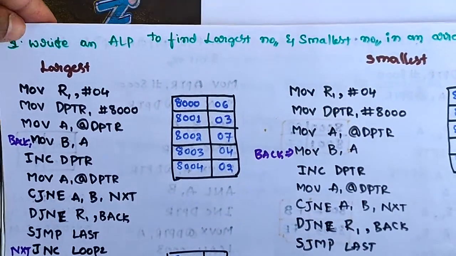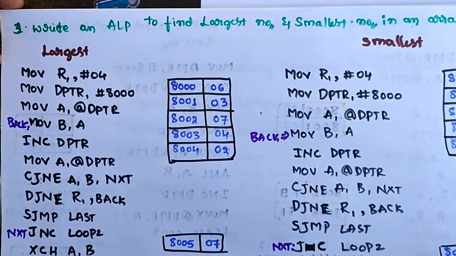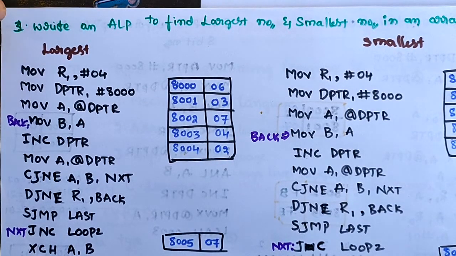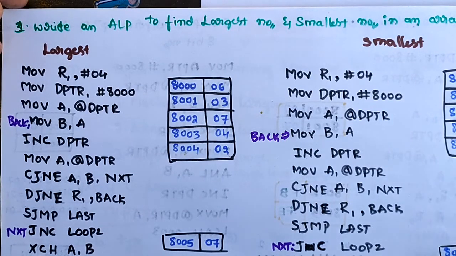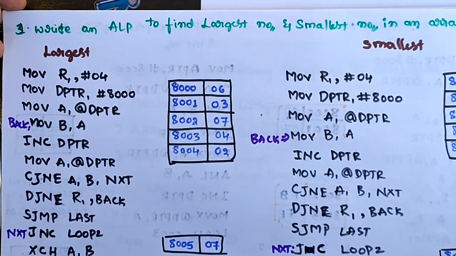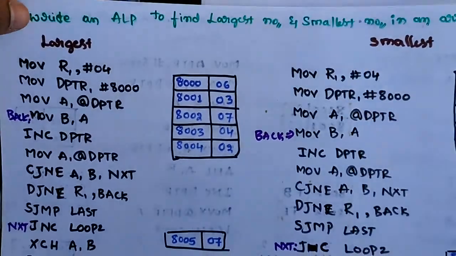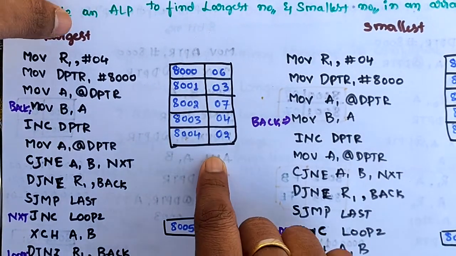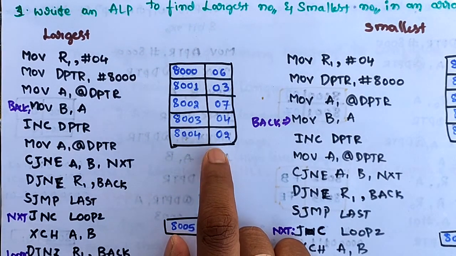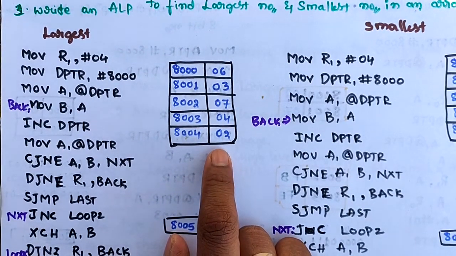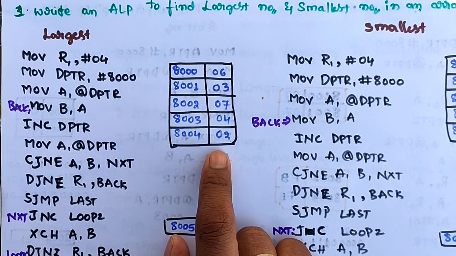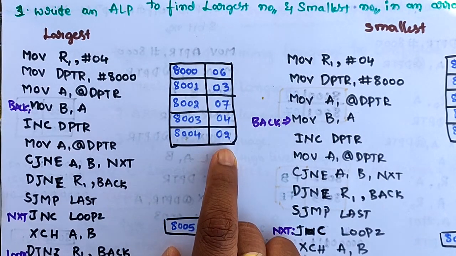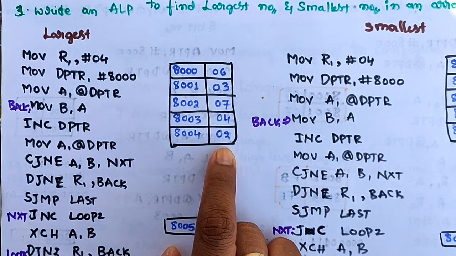So next we are discussing the ALP, that is assembly language program, to find the largest number and smallest number in an array. Here also we need to use some counters because 6 numbers are there in an array. The size of the array you need to mention. The numbers are in different memory locations: 8000, 8001, 8002, 8003, 8004. So here I loaded the inputs 06, 03, 07, 04 and 02.